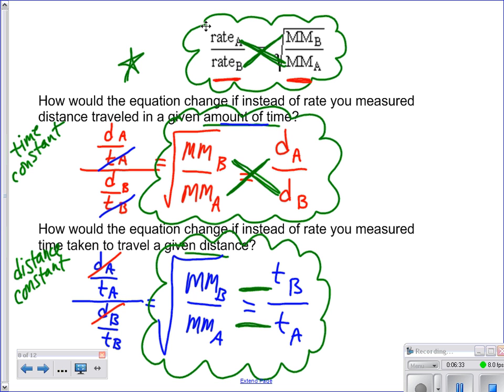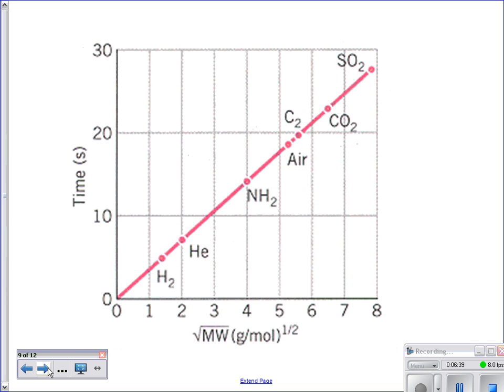And we can start with some examples, but before we do, let's just reiterate what we said, that this is an example of a graph showing us that if you have something that's really lightweight like hydrogen, it's not going to take much time to travel the same distance as it would something that's much heavier like sulfur dioxide. So again, your lighter weight gases travel quicker, your heavier gases travel slower.